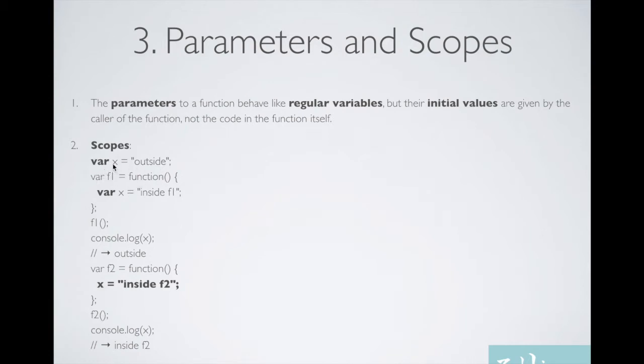example here, we have an x equals outside, and then we have a function f1. Within the function, we have another var to create another x variable which equals inside f1. So the function ends here with the closing curly brace, and when you run f1, the variable x with the value of inside f1 is created and then destroyed because the function ends here. When you do console log, it prints out the x from the outside scope rather than within f1. So you got outside as a result.